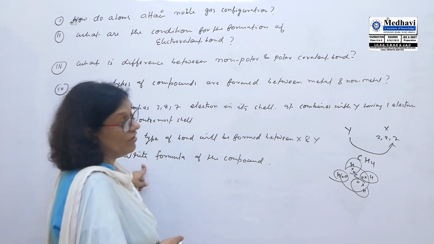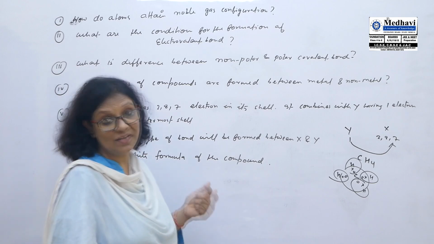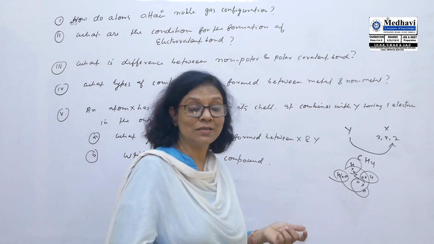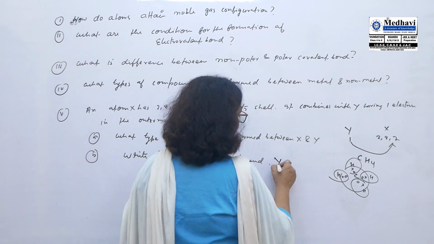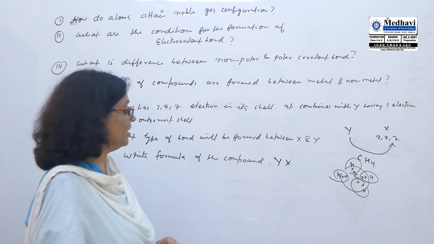And whenever we make a formula, we write the electropositive element first and the electronegative element later, or you can say metals first and non-metals later. So it will be YX. This is the formula of the compound.